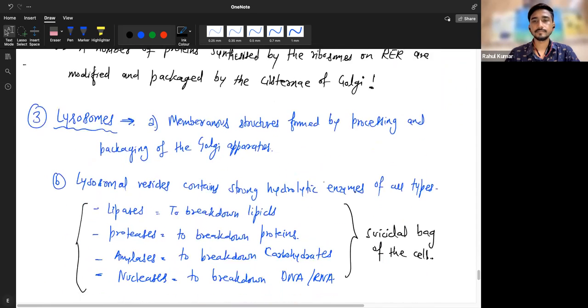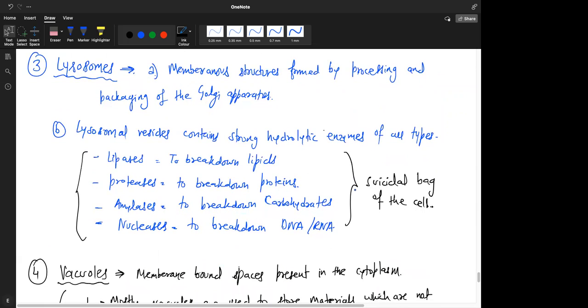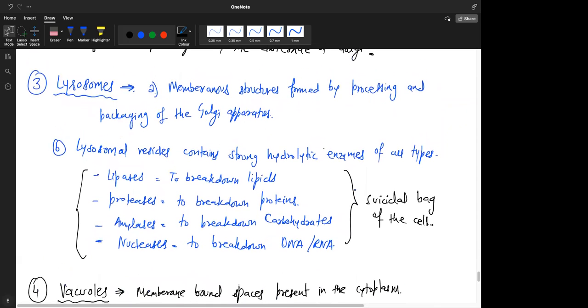Now the third cell organelle is the lysosome. They are membranous structures that are formed and packed by the Golgi apparatus. Lysosomes are also called the suicidal bags. They contain strong hydrolytic enzymes of all types. For example, lipases for the breakdown of lipids, proteases for the breakdown of protein, amylases for the breakdown of carbohydrates, and nucleases for the breakdown of DNA or RNA.